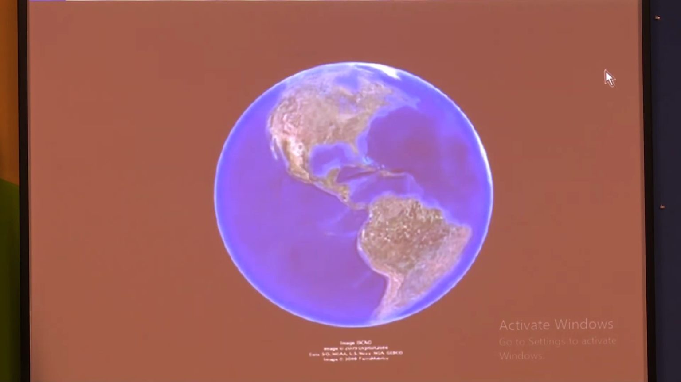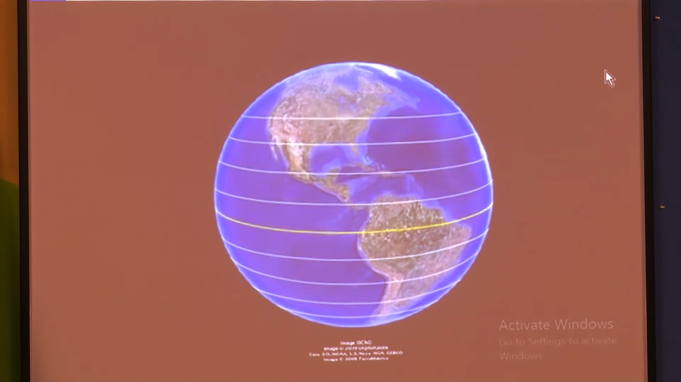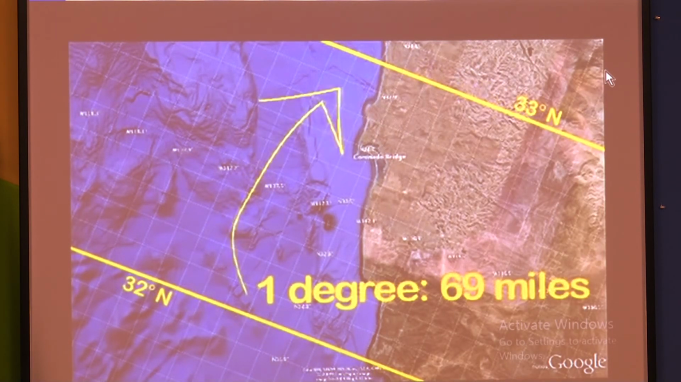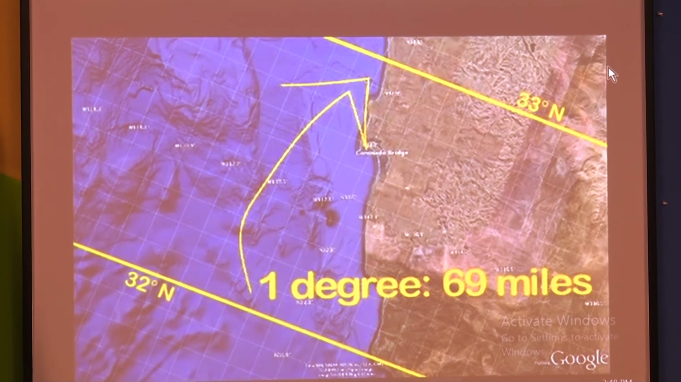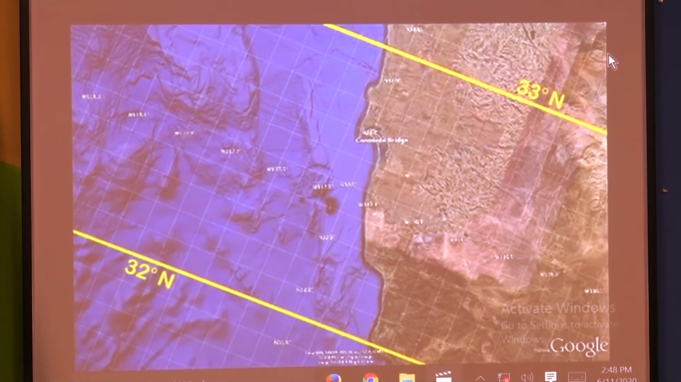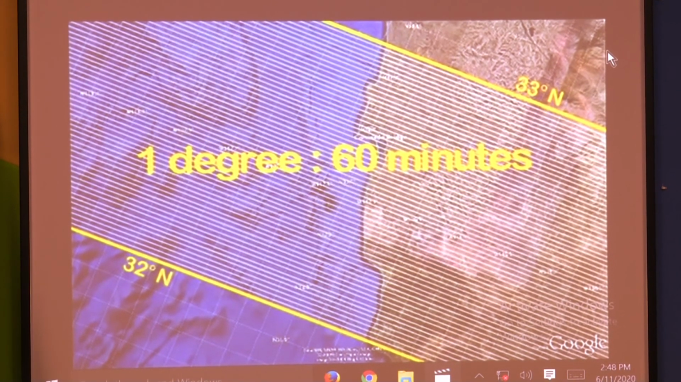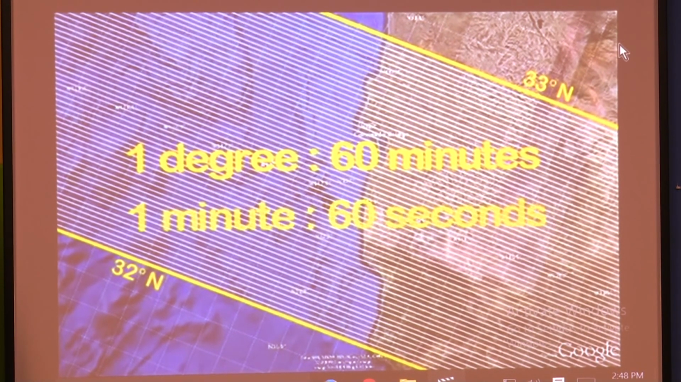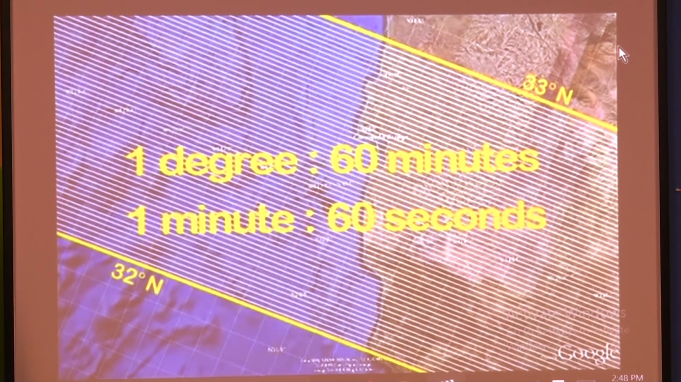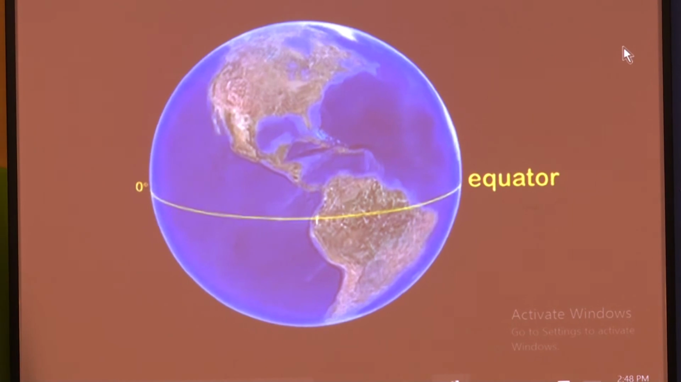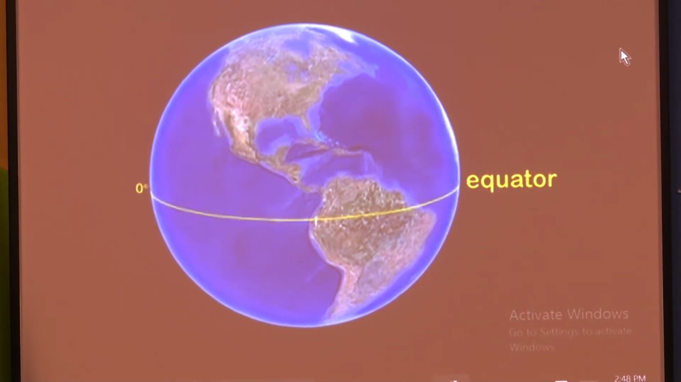Latitude. Lines of latitude, also known as parallels, circle the globe from east to west. These lines are all the same distance apart, about 69 miles. Each degree of latitude is separated into smaller pieces called minutes. There are 60 minutes in 1 degree. Similarly, each minute is divided into 60 seconds. The equator lies at 0 degrees, halfway in between the north and south poles.